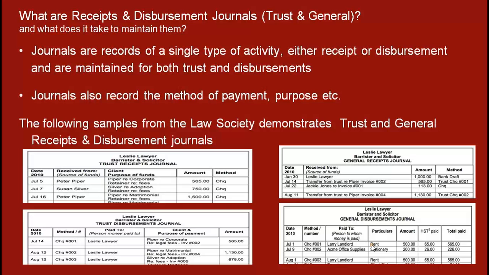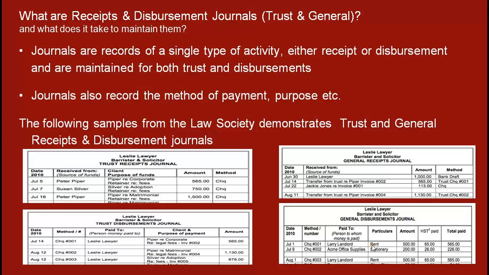Okay. And what's important about a journal is journals are records of a single type of activity or transaction, just like your ledger, either receipt or disbursement, and are maintained for both trust and general. The important aspect of where it differentiates is, as they say, the devil is in the detail, the actual information that's captured.